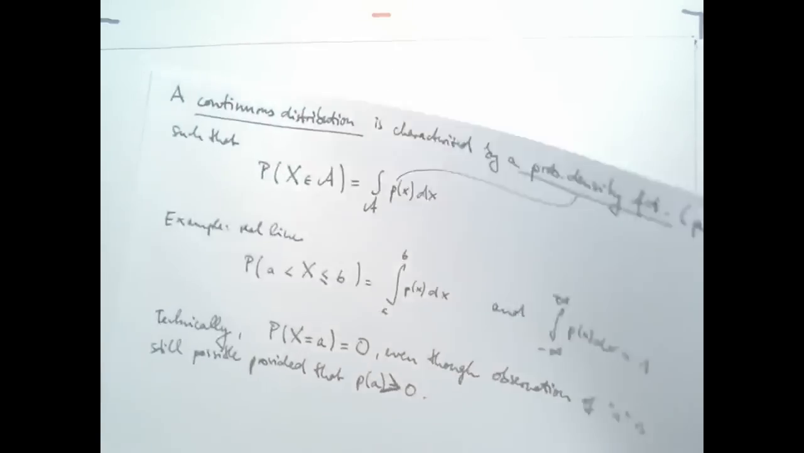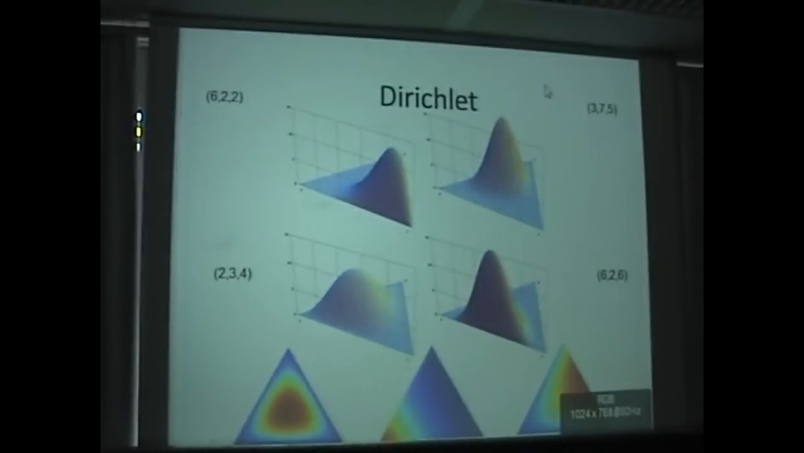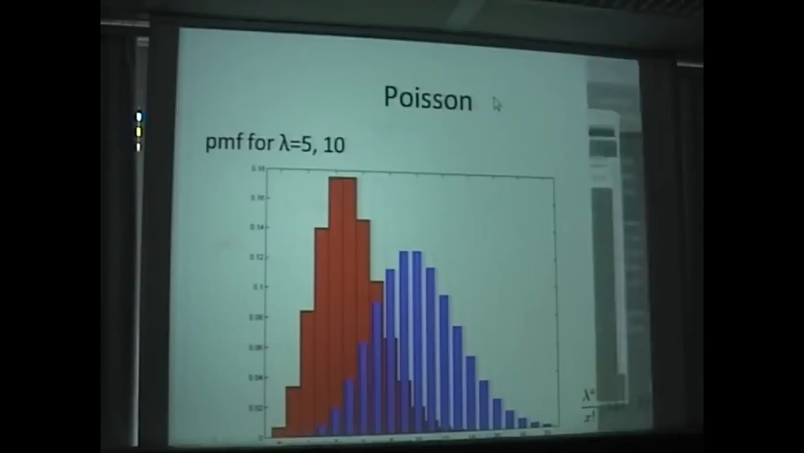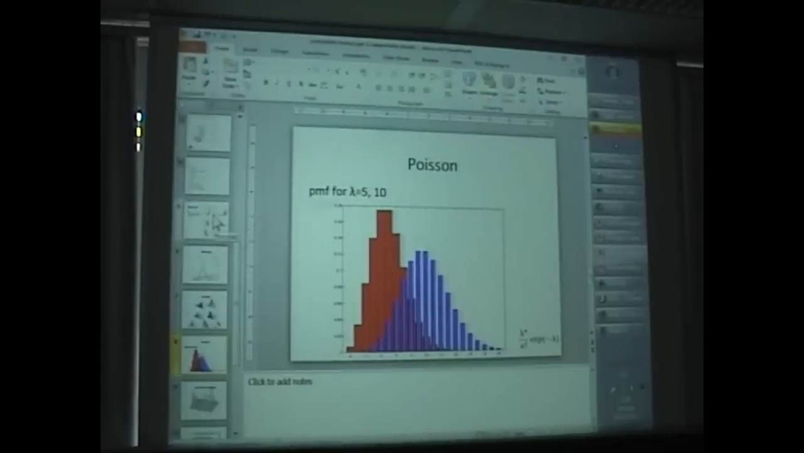Let's show 1 or 2 more. A generalization of the beta to higher dimensions is the Dirichlet, which lives on the simplex. And again a discrete one: as physicists, you know the Poisson distribution, and I think these are all I had in mind for now.